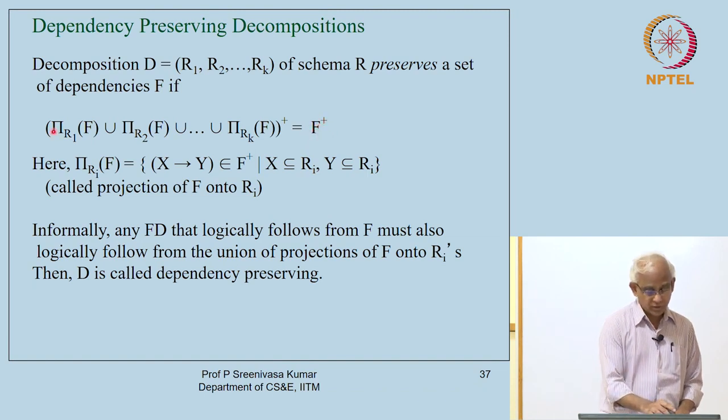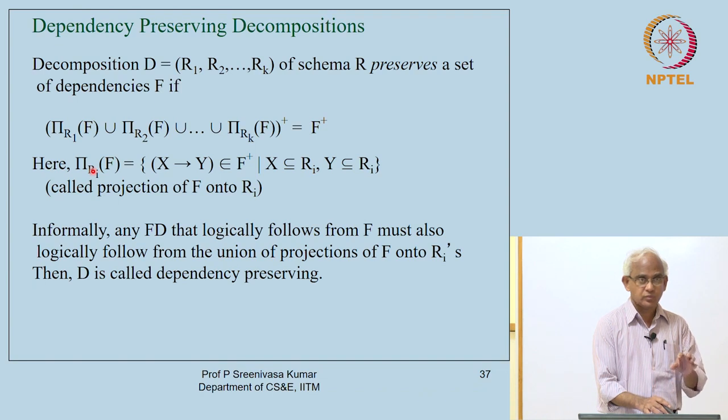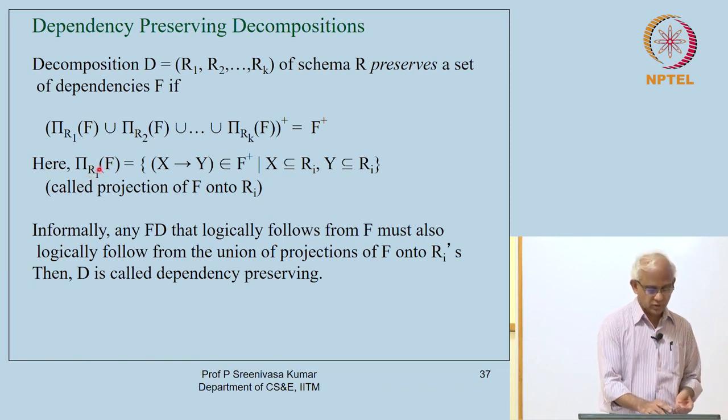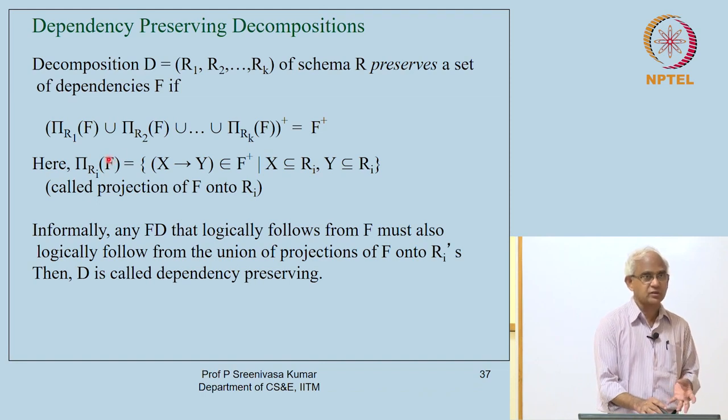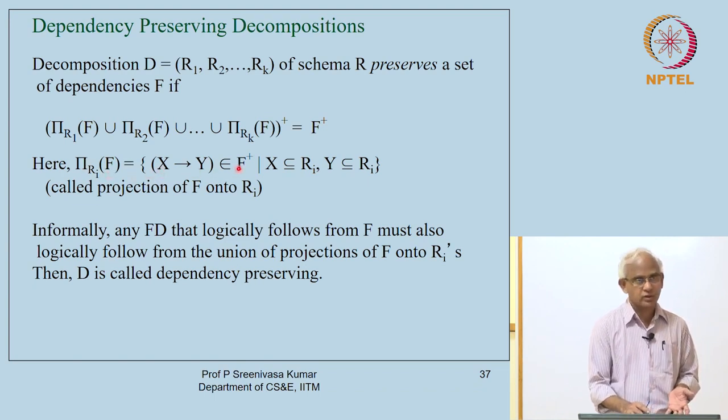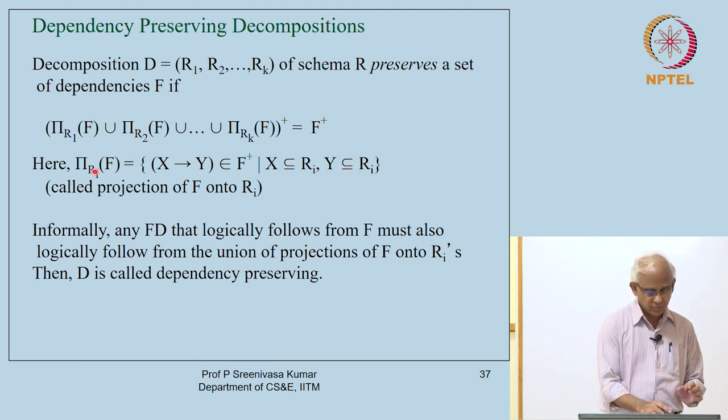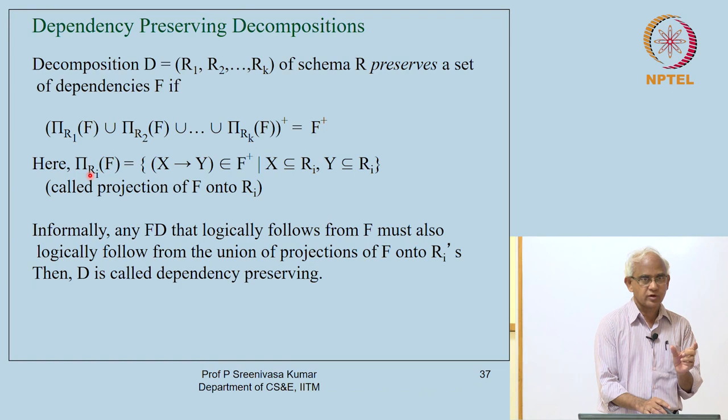What is this pi Ri F? Normally we use pi for projections of data, but here we are slightly misusing the notation because it is convenient. We are now applying it on a set of functional dependencies. It is defined like this: the set of all functional dependencies in the closure whose left hand side and right hand side are part of this Ri. Ri is a bunch of attributes, a subset of the attributes of R.